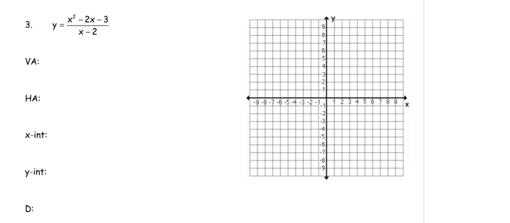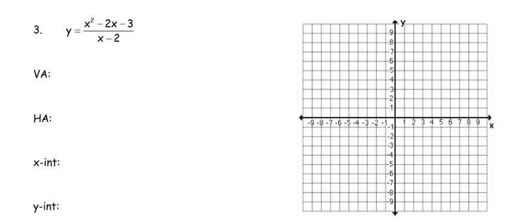We have our equation here. We want to start off with that vertical asymptote. Our vertical asymptote, again, is that denominator set equal to 0. So we have one vertical asymptote at 2. Have our dashed line going there.